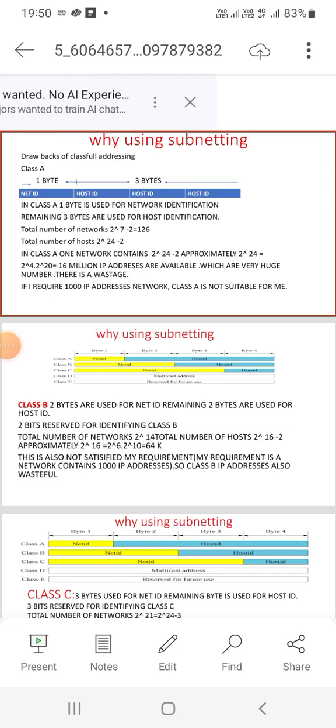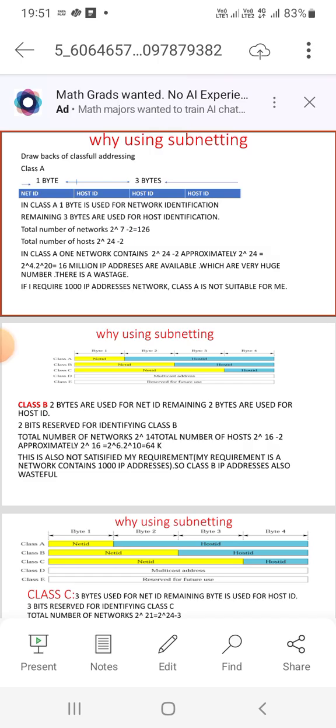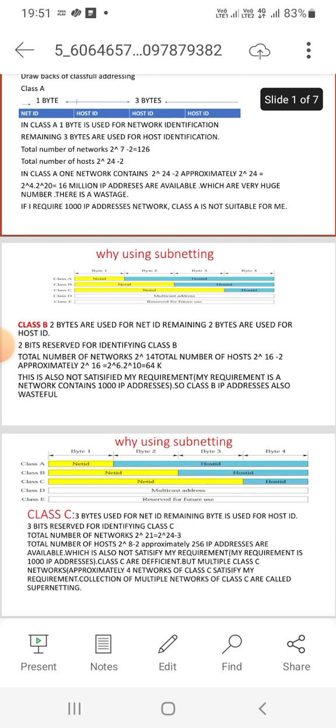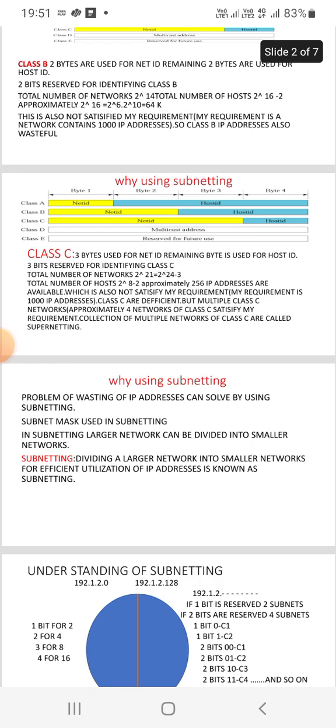Today I would like to explain about subnetting. In the previous lectures we have seen about classful IP addressing. What is meant by subnetting? Subnetting means dividing a larger network into smaller networks for efficient utilization of IP addresses.